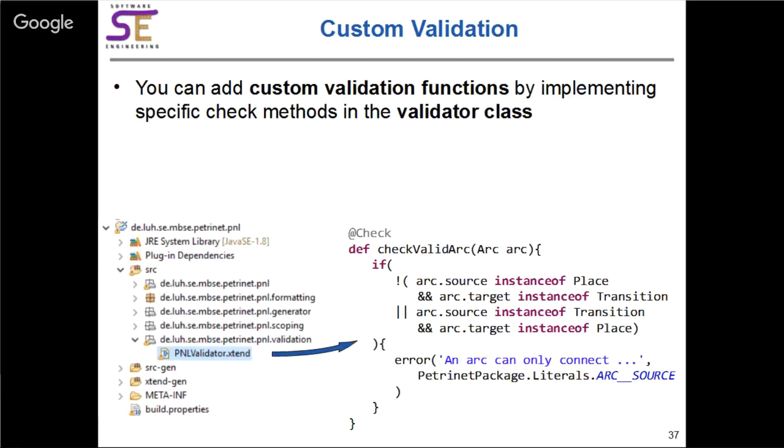Okay, it doesn't return true or false. It says there's an if statement, so it's actually a void operation. If this if statement is true, we will raise an error, which says an arc can only connect elements of different kinds, basically. We'll try a few of these things out in the tutorial, provided that time is enough to also get to this validation feature.